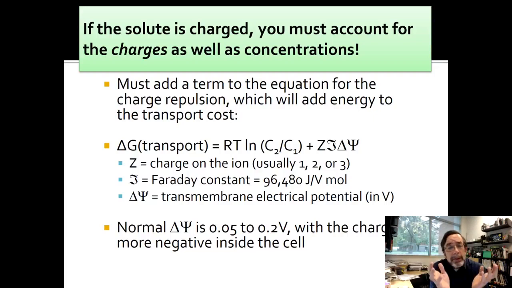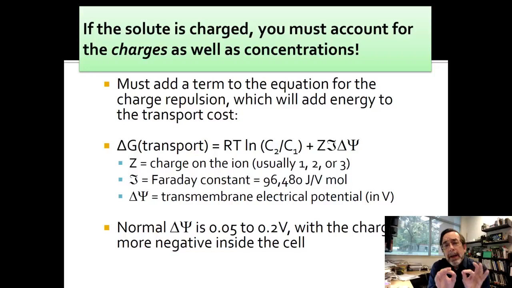So the one thing to look out for is make sure your units are canceling out right here, especially with Faraday constant versus if you have a potential in millivolts. Normally the delta psi is 50 to 200 millivolts, and you see I have the volts there. Be able to move back and forth between those, cancel those out. It's the same story for almost all biochem math. And notice also that the normal delta psi is the charge is more negative inside the cell.